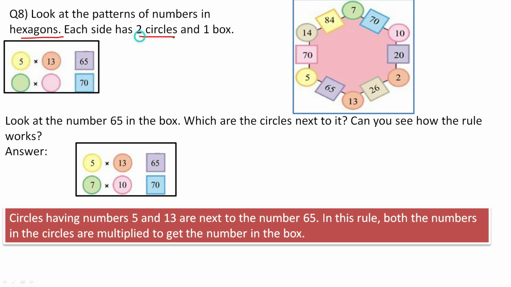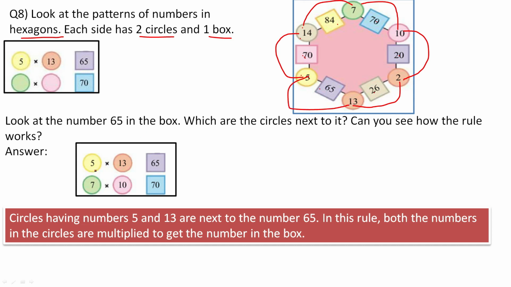Each side has 2 circles and 1 box. You can see 2 circles and the middle 1 box is there. If you multiply the circle numbers, the square number, I mean the middle number, will come. 5 multiplied by 14, you will get 70. 14 7s are 98. Just multiply the circle numbers, 7 10s are 70. Then 10 2s are 20. 2 into 13, 26. 13 5s are 65.